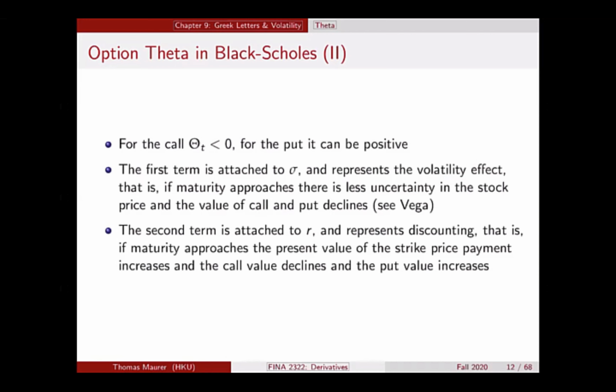For a call option, theta is always negative because the time value is positive for the call option and it shrinks as you get closer to maturity. For a put option, it can actually also be positive if the put option is very deep in the money and the time value is negative. So then the put option increases in value as you get closer to maturity. Again, these two bullet points just explain that the first term is about the cherry picking, while the second term is about the time value of money, or this discounting of that strike price.